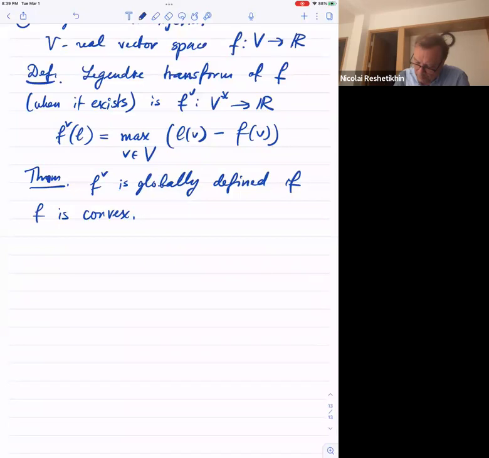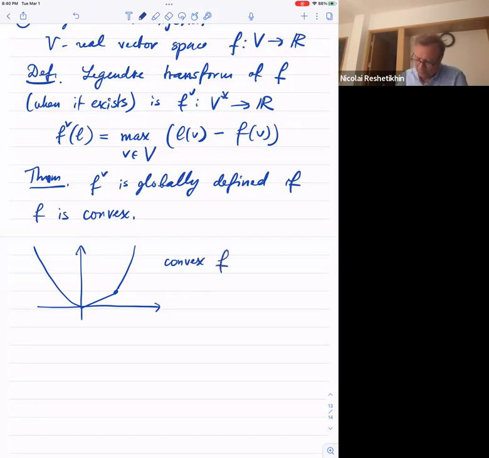So, an example. Here is an example of a convex function that is not necessarily smooth. Say here we have an angle, and then it goes like this, and then it goes like this. So that's a convex f. It may have these flat parts.